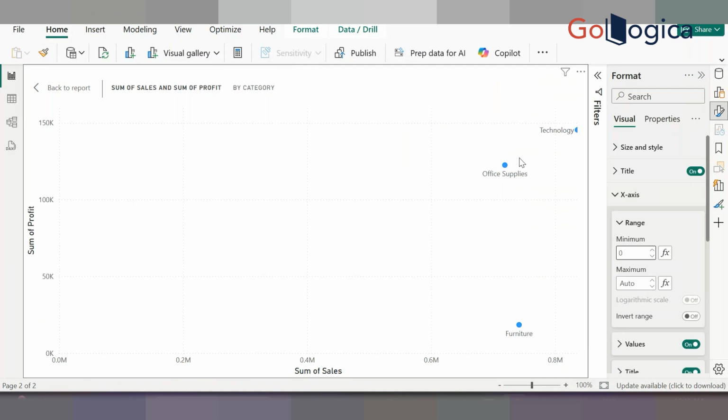So we see that technology has done the highest sales and highest profit. Office supplies has slightly lower sales, slightly lower profit. But furniture has done higher sales than the office supplies, very close to technology, but profit wise it is at the very, very bottom.